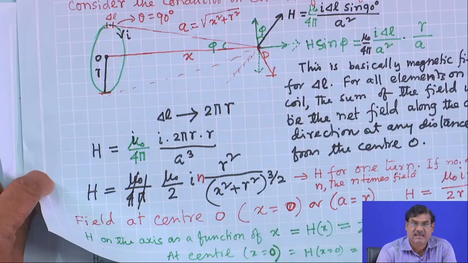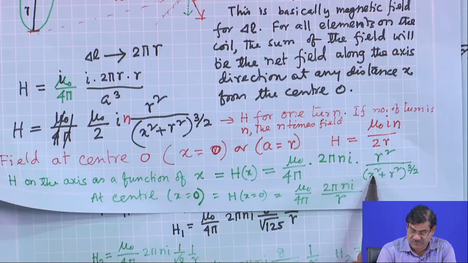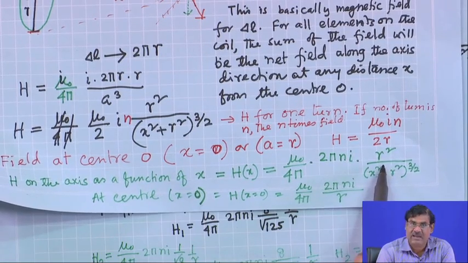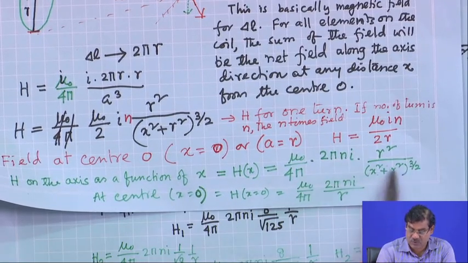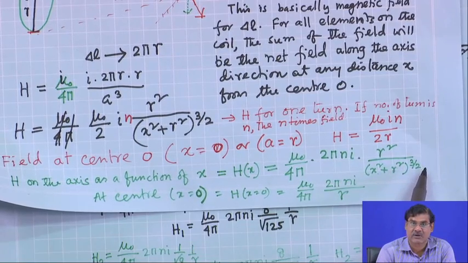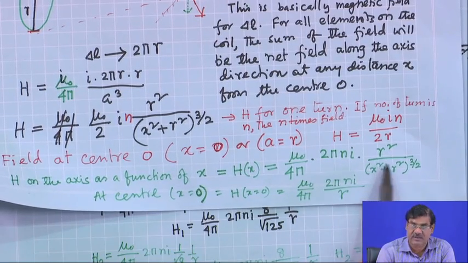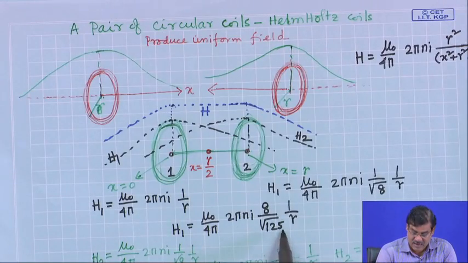if you put x equal to r by 2, so r by 2 means r square by 4, that means 5 by 4 r square, to the power 3 by 2. So, you will get r cube, and then 5 by 2 to the power 3 by 2. So, square root of 125 and 2 cube, that is 8. Basically 8 by square root of 125, 1 by r.